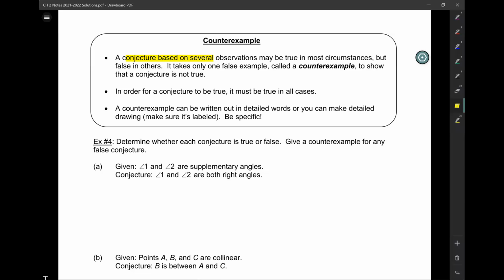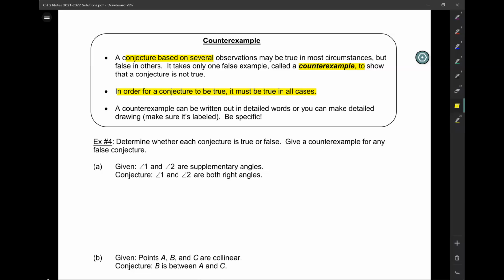So for example, if somebody came up to me and said, oh my gosh, Miss Malikan, did you see all the 9th graders were wearing black today, right? All I have to do is point out one student and say, oh my God, I just saw Owen. He was wearing blue. And that's it. That is false. Okay? So that was a counterexample. It's just one example. In order for a conjecture to be true, it has to be true in all cases. There cannot be a single counterexample.